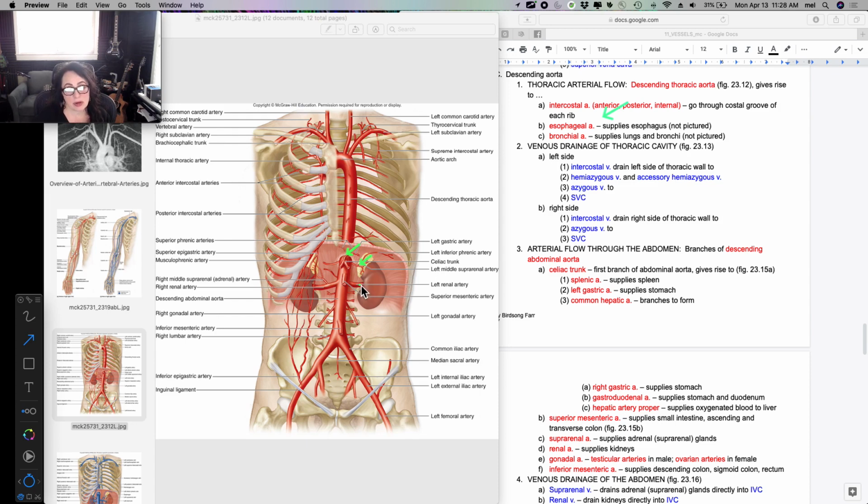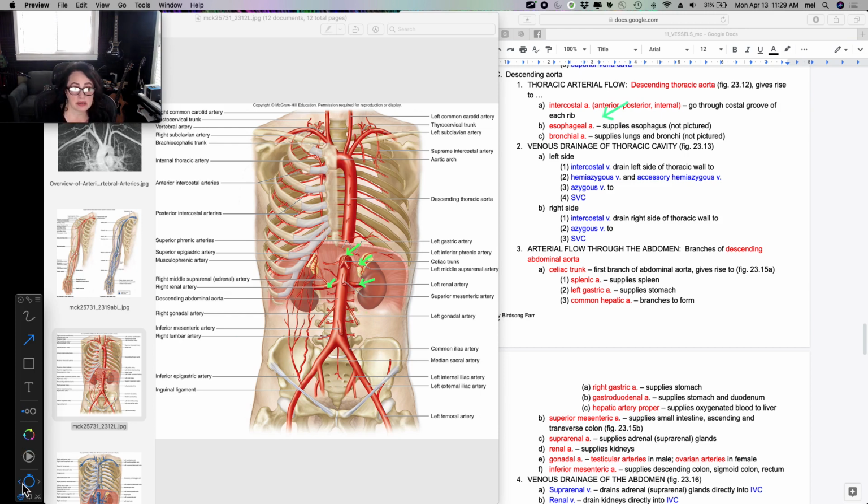These big honkers right here that almost nobody should be able to miss are the left and right renal arteries that go directly to the kidneys. These are the left and right gonadal arteries, but they're not called gonadal if you know the sex of the person. They are called ovarian arteries in a female, and they are called testicular arteries in a male. Okay, left and right gonadals. And then this branch right here is going to be the inferior mesenteric artery.